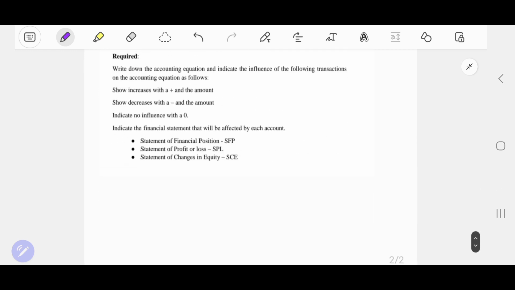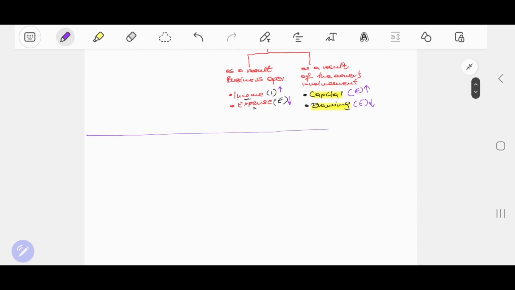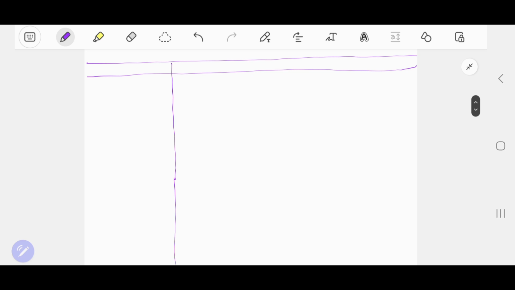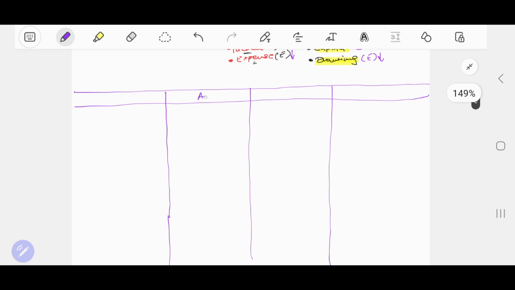Okay, let's record in the accounting equation. I'll not use T accounts, so I'll use the space here. So now we are going to have assets and then equity plus liabilities. Then here we'll just say accounts.